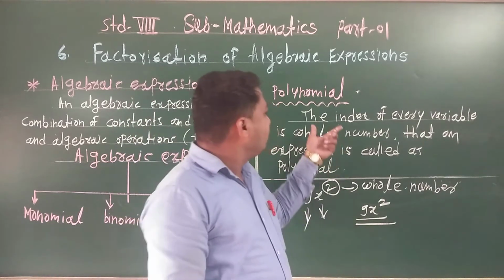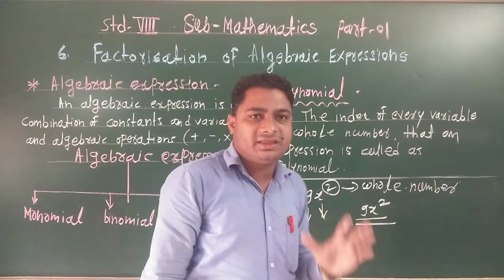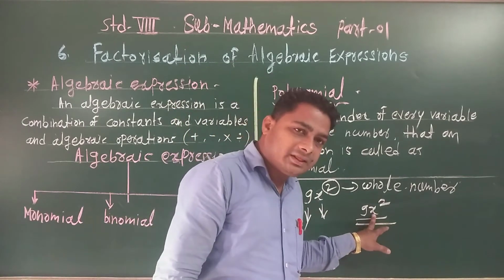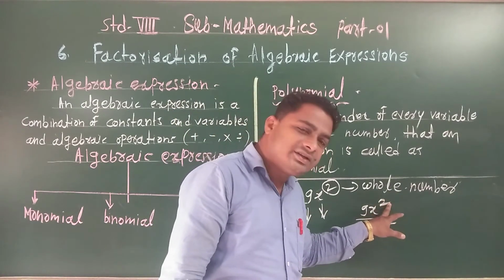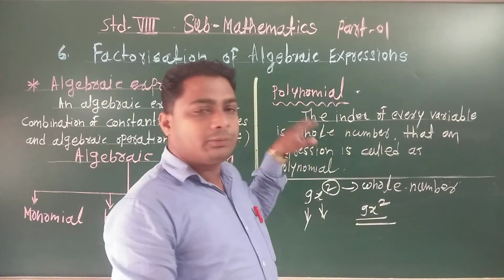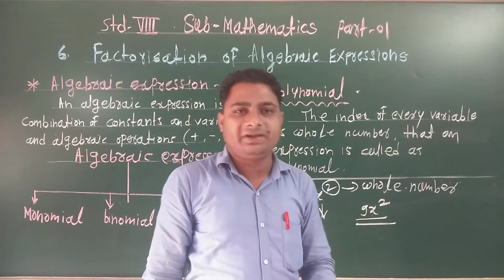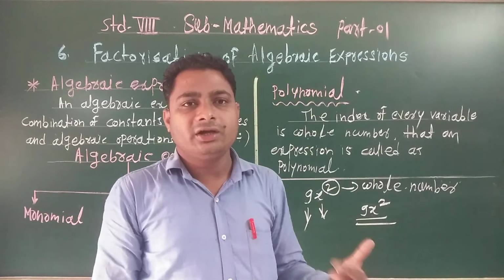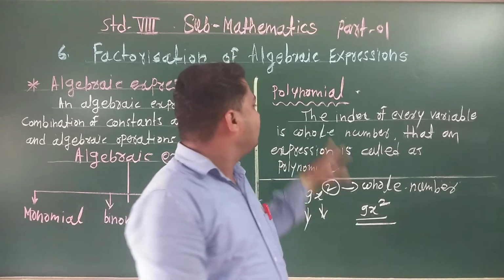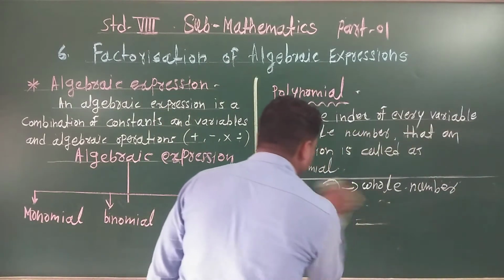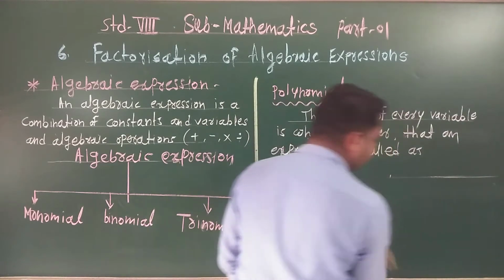जर index of every variable, प्रत्येक चलाचा घातांक, प्रत्येक चल means variable, प्रत्येक चलाचा घातांक means index, हा जर whole number असेल, पूर्ण संख्या असेल, तर त्या एक्सप्रेशनला आपण पॉलिनॉमियल म्हटलं जातं. Okay. So that is the polynomial definition: the index of every variable.